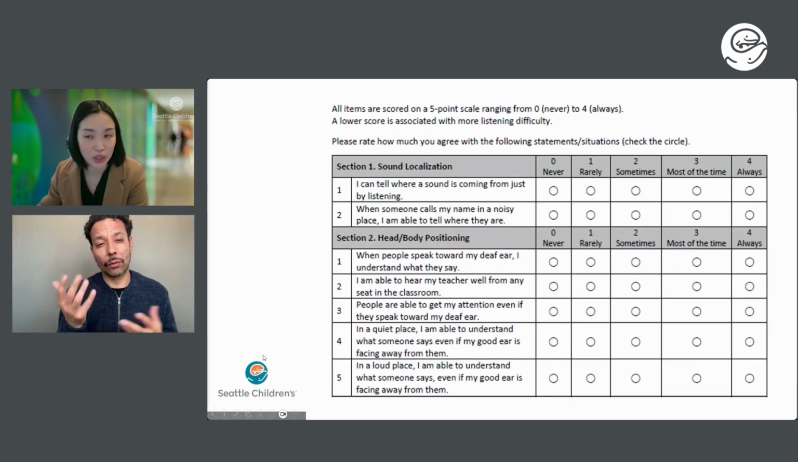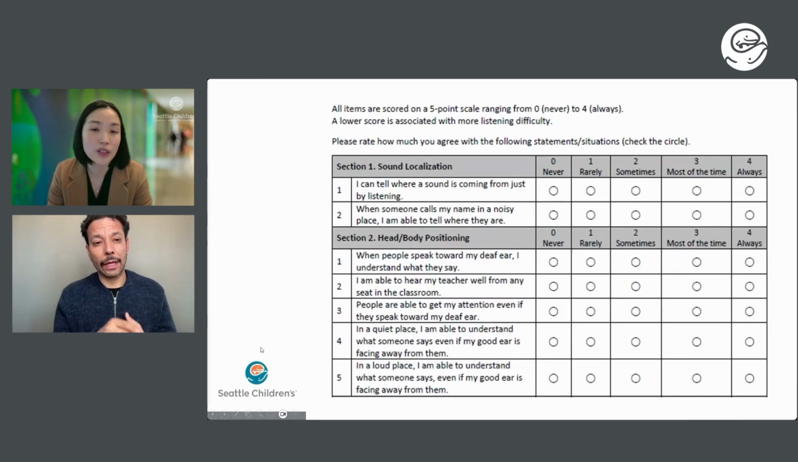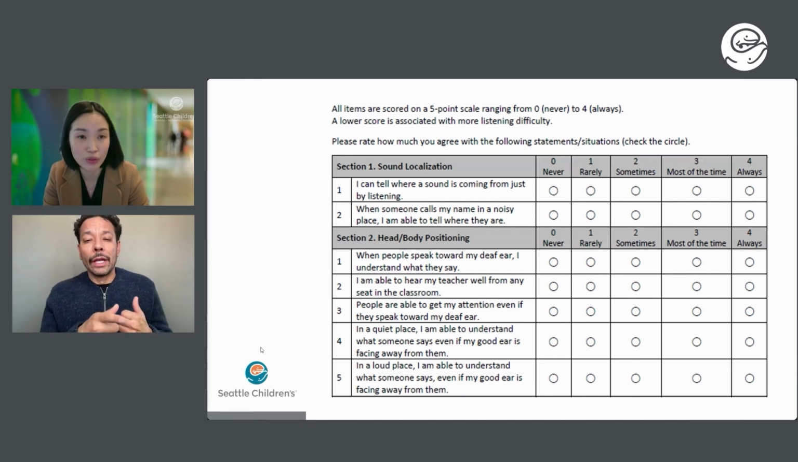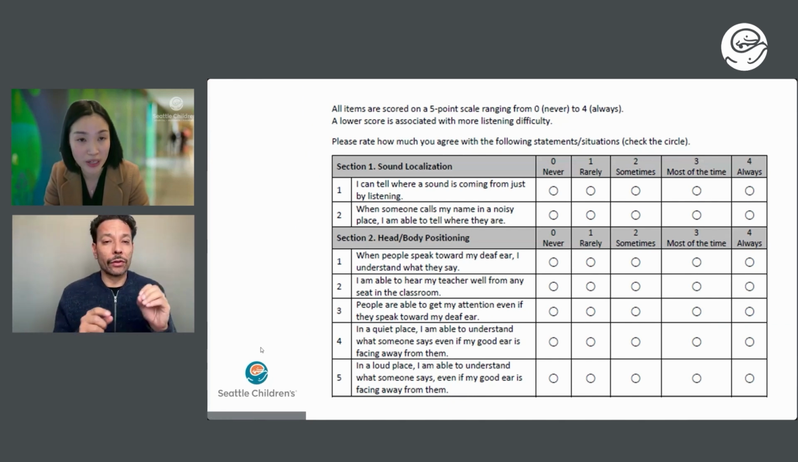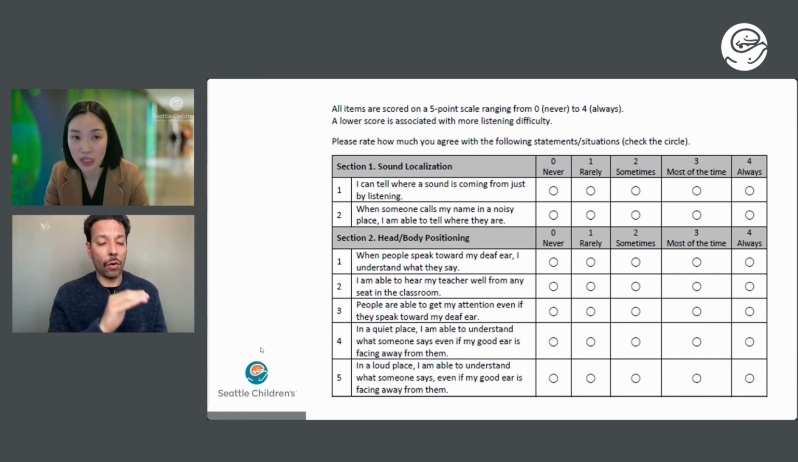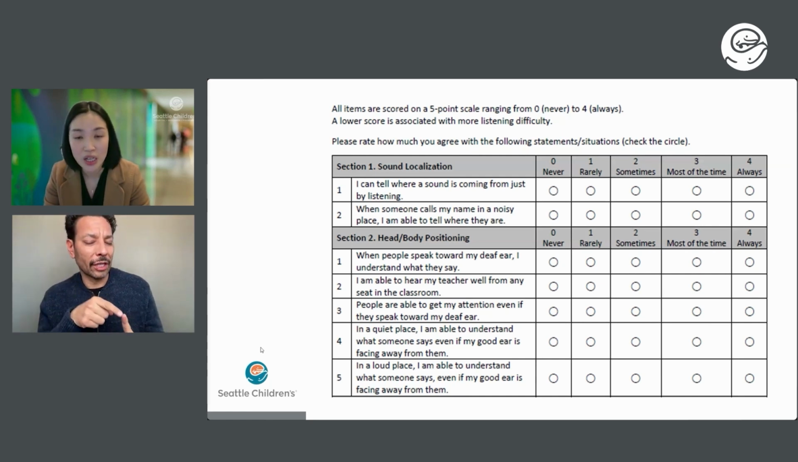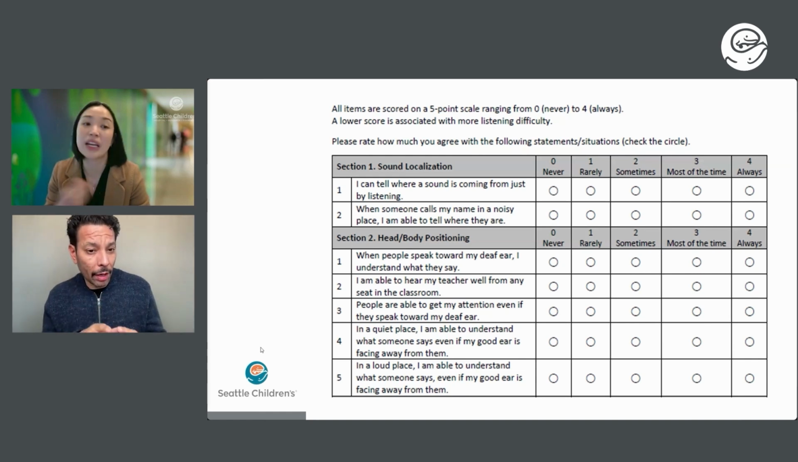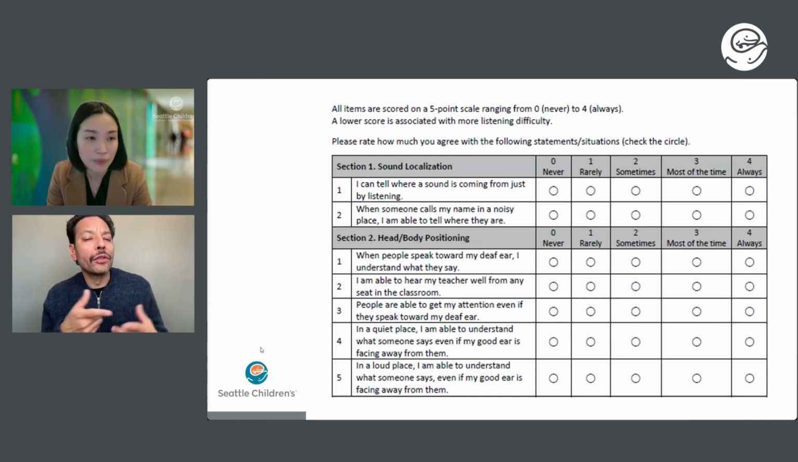You'll see what it looks like here. Children are supposed to pick on a Likert scale, a 5-point scale ranging from 0 to 4, with 0 being never, 4 being always, and lower scores being associated with more listening difficulty in a particular situation. They were just supposed to rate how much they agree with the following statements.